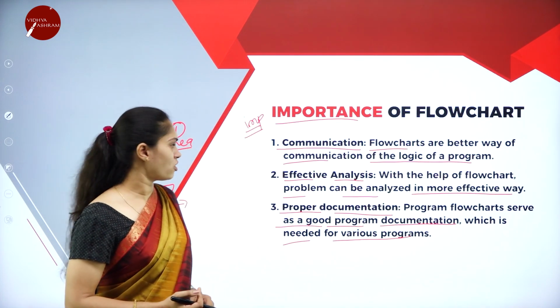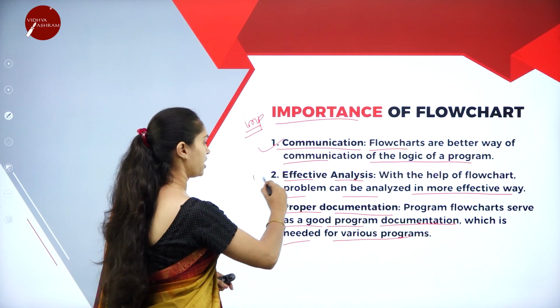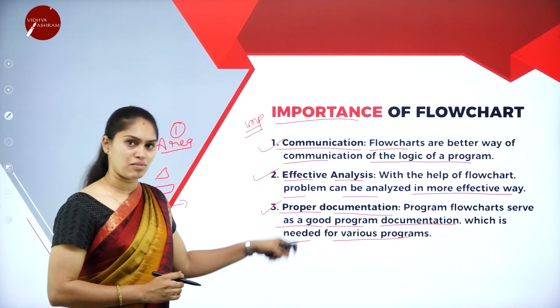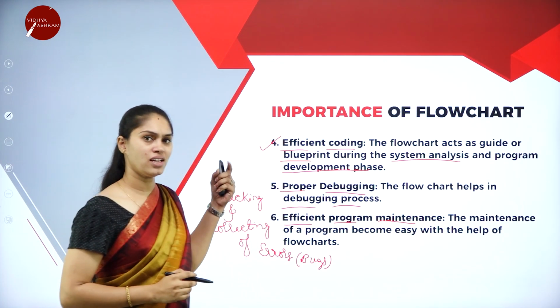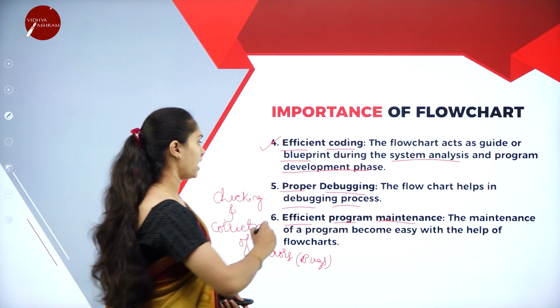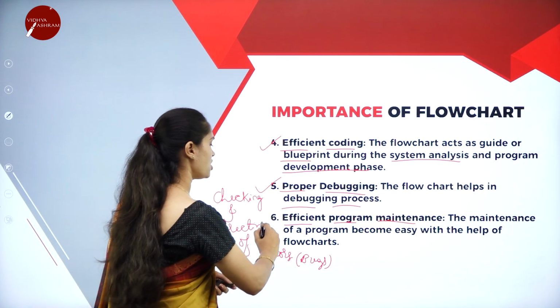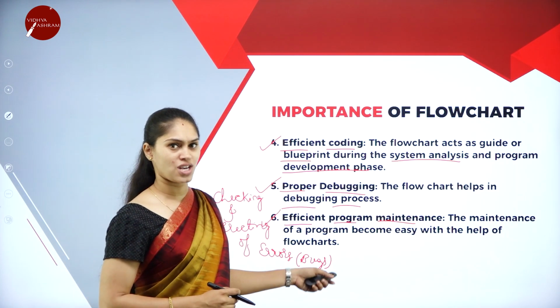Then what are the importance of a flowchart? It is good for communication and effective analysis can be done. Then proper documentation is there that will help in the future, and efficient coding can be done because it acts as a blueprint or a guide, proper debugging can take place, and efficient program maintenance can happen with the help of this flowchart.